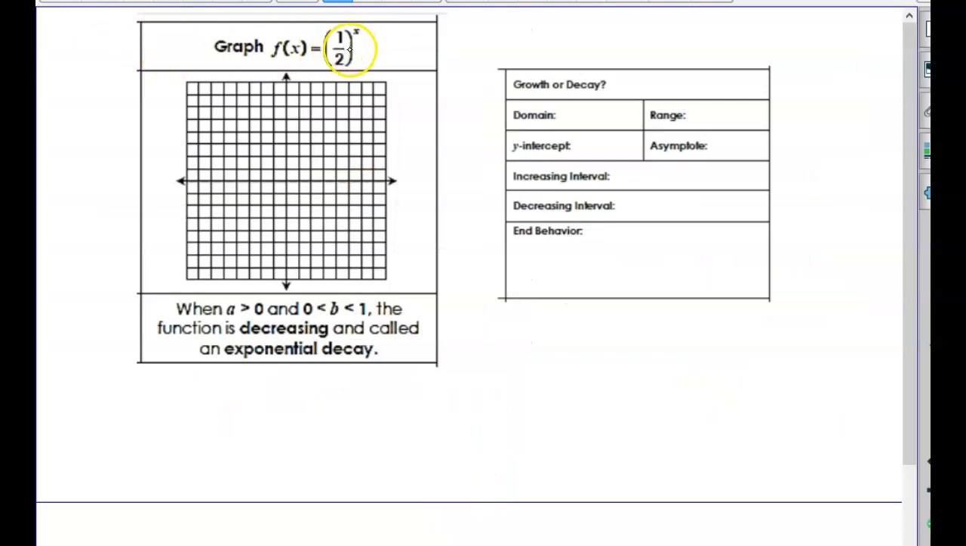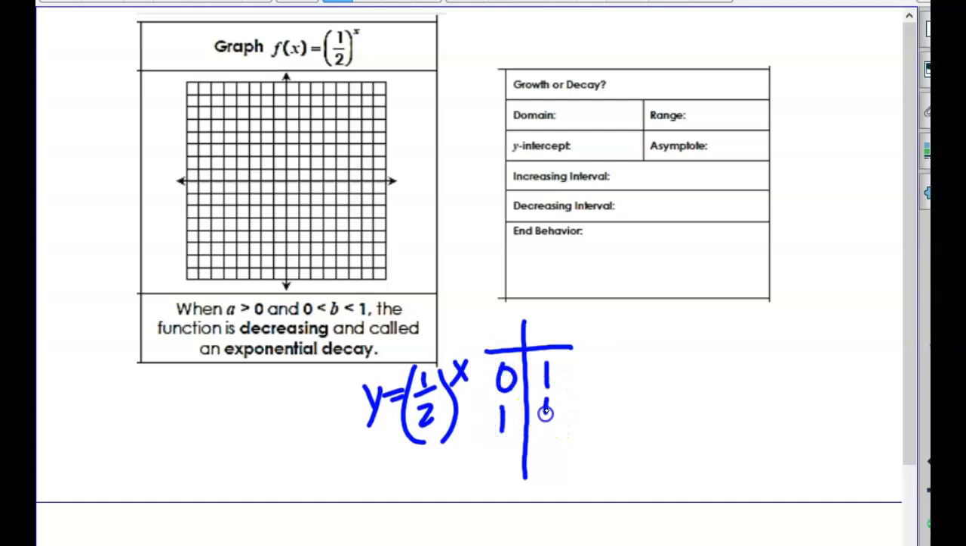All right, y equals 1/2 to the x. If we have powers of 1/2, if we put in a 0, it's still 1. Is everybody with me? If we put in a 1, we'd get a 1/2. If we put in a 2, it would get smaller, right? 1/2 times 1/2 would be down to 1/4.